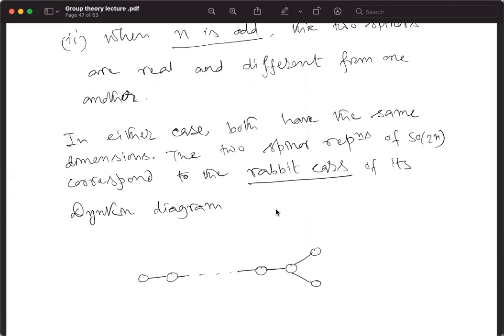The two spinor representations of SO(2n) correspond to the rabbit ears of its Dynkin diagram. So in this particular Dynkin diagram, you can see the rabbit ear part of the series giving the two spinor representations of SO(2n).